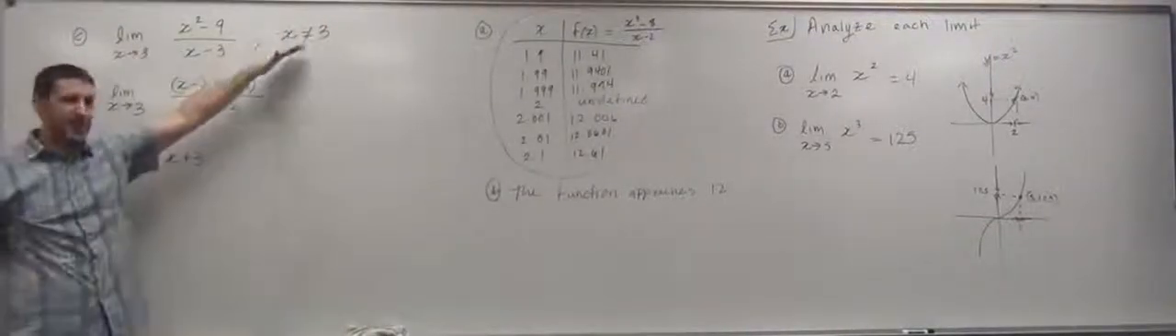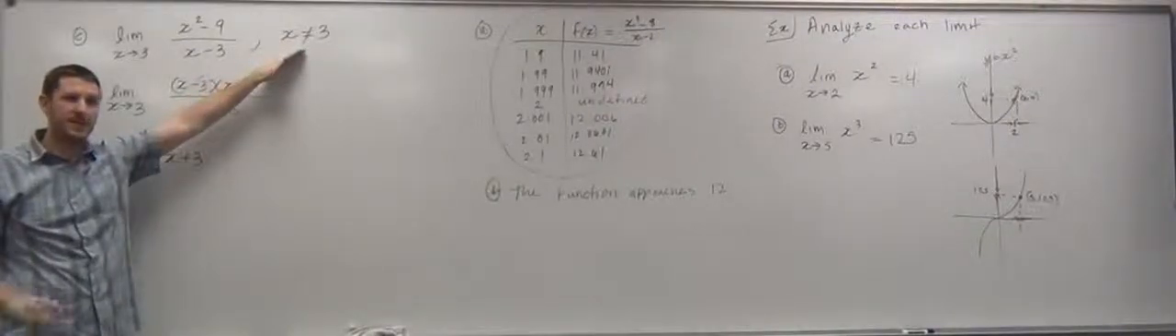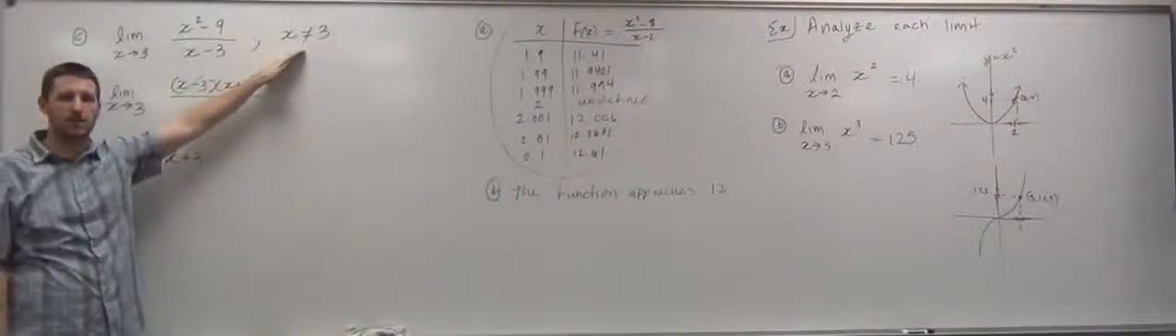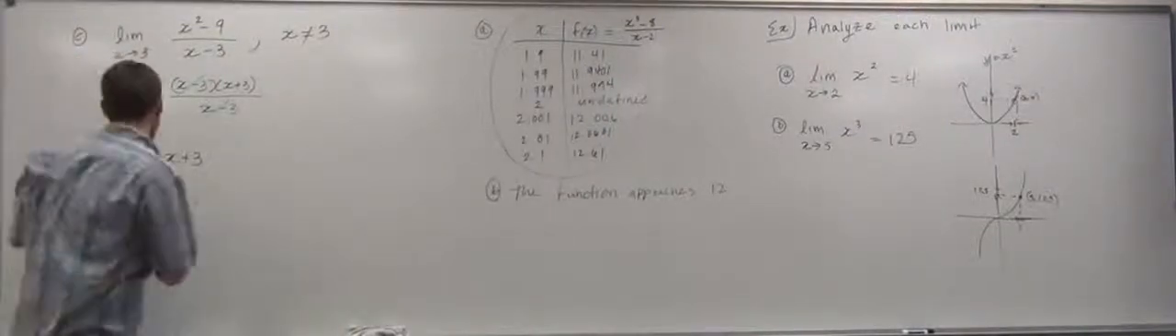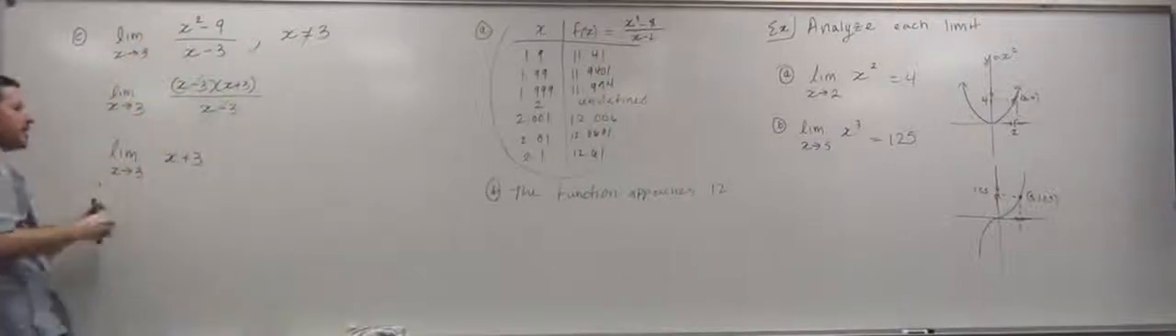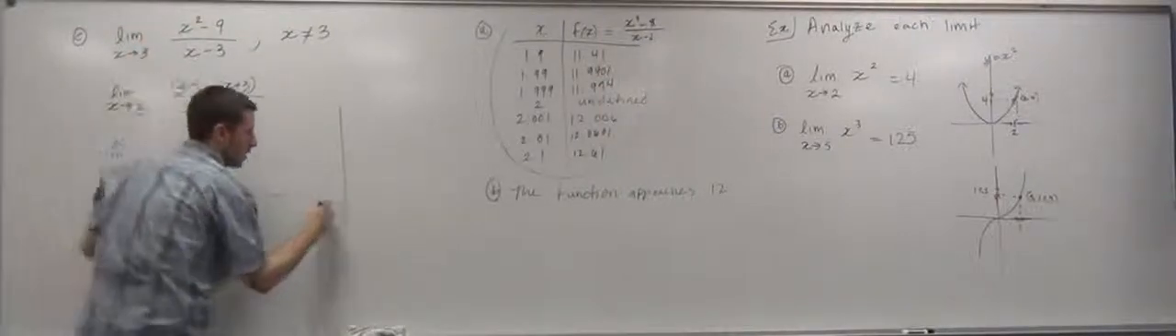Limit doesn't care about x equals 3, though. Limit doesn't care about x equals 3. It cares about what happens as you approach 3. Okay? So what I'm saying here is I can look at a graph of this function now.